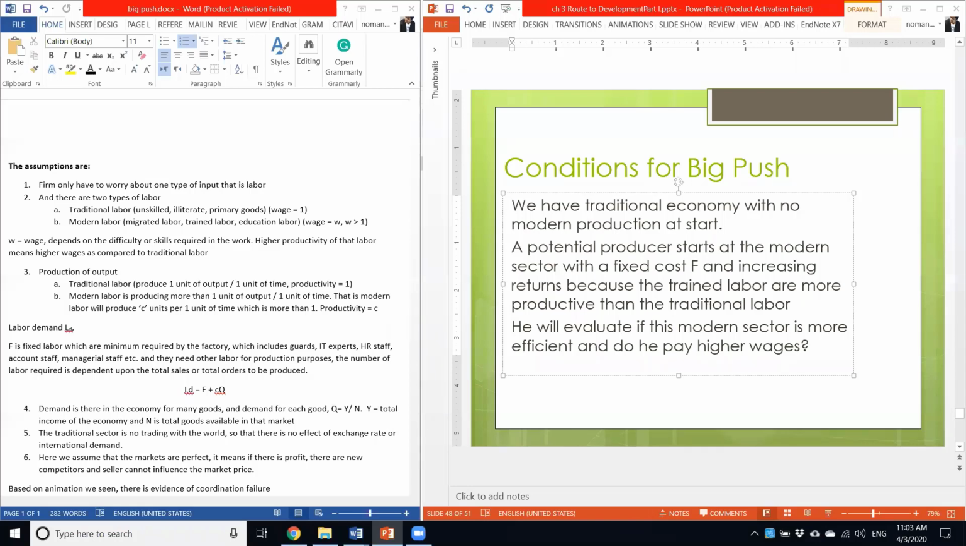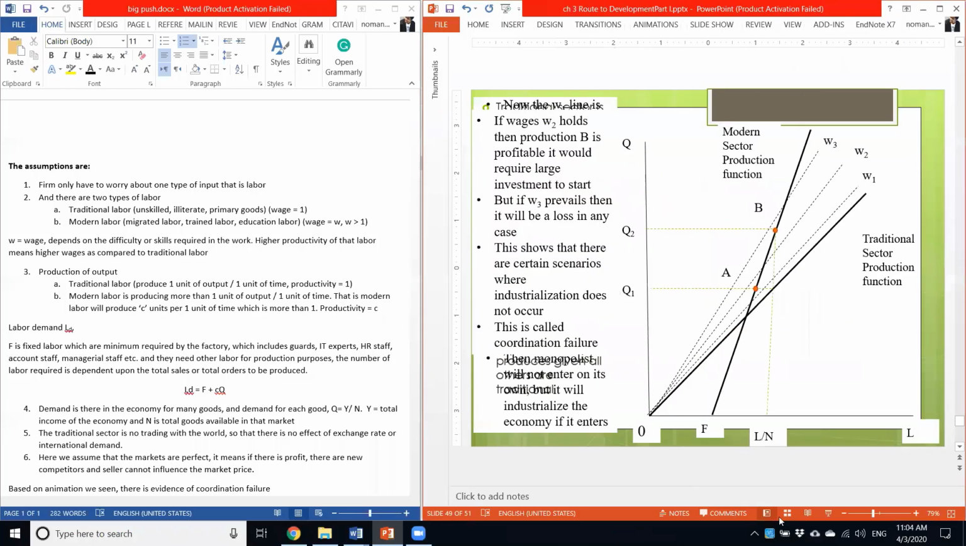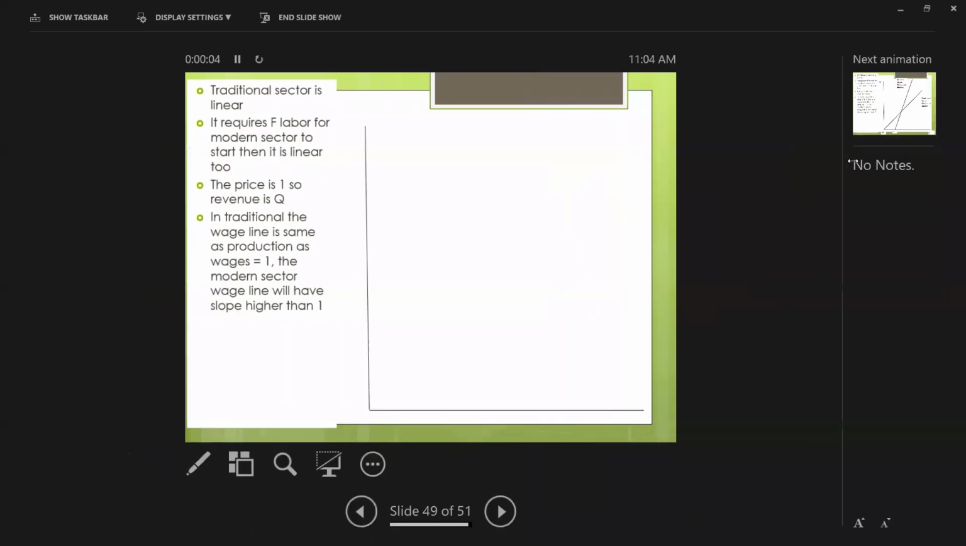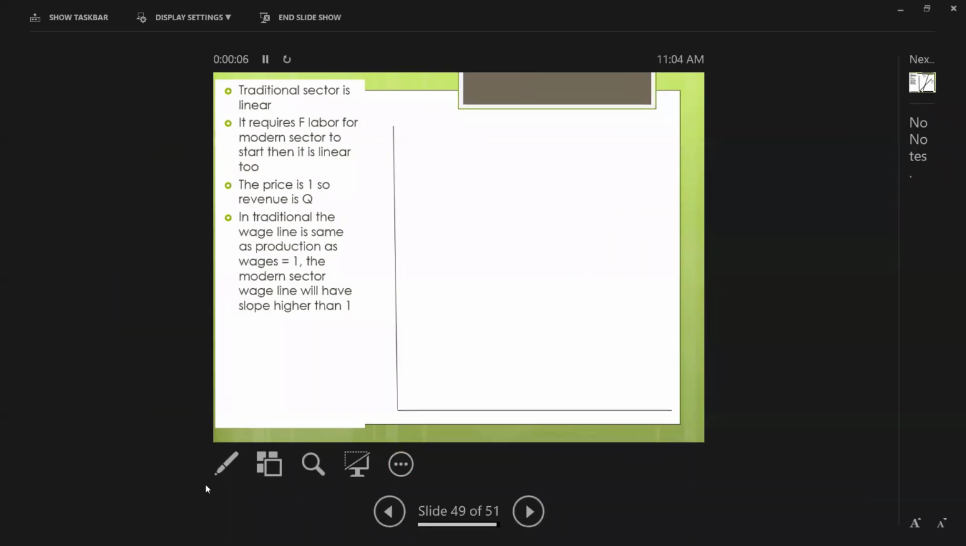Since the labor are already trained now, wages will be higher than the traditional labor. So the first question that comes, that he will evaluate the potential wages, and based upon that the equilibrium will be discussed, that if there is a profit or a loss. So in the next diagram I will open up the slide share, so you can see this slide share here.